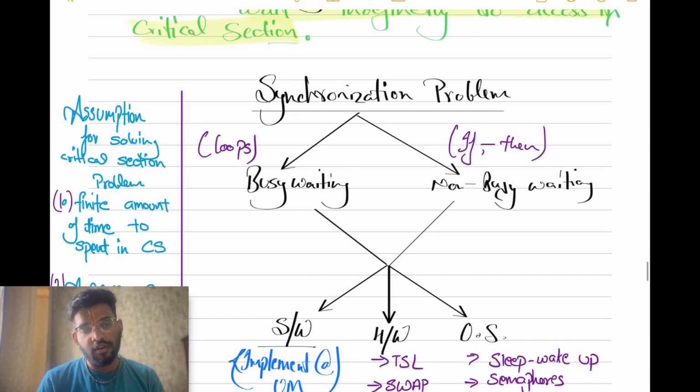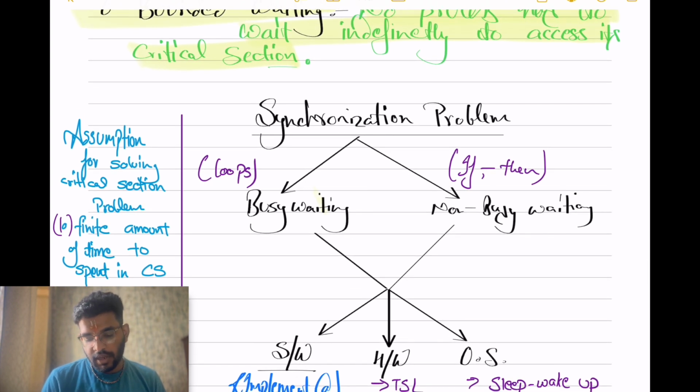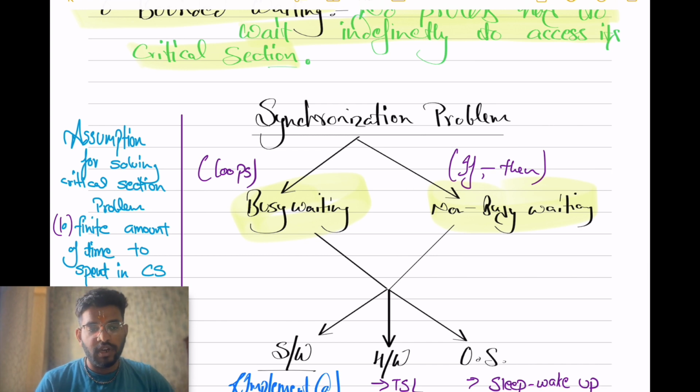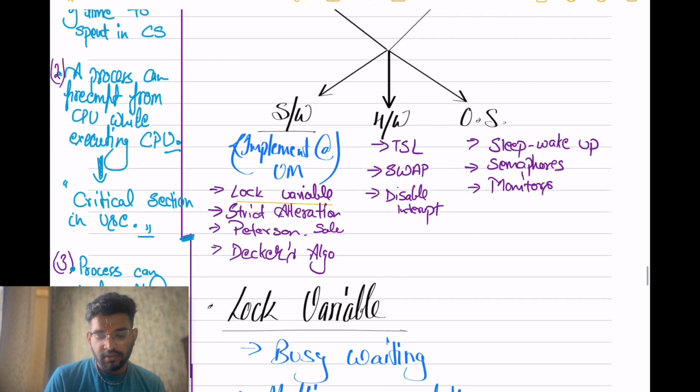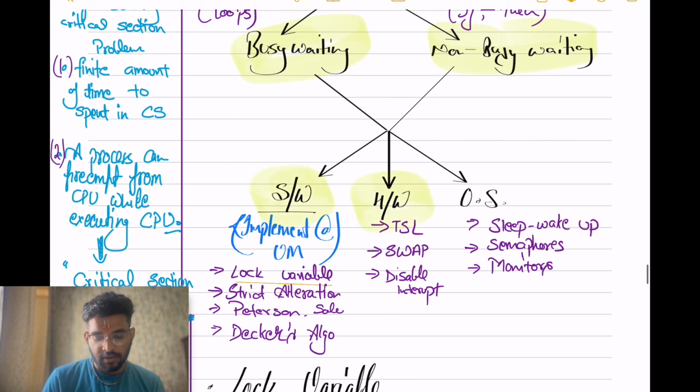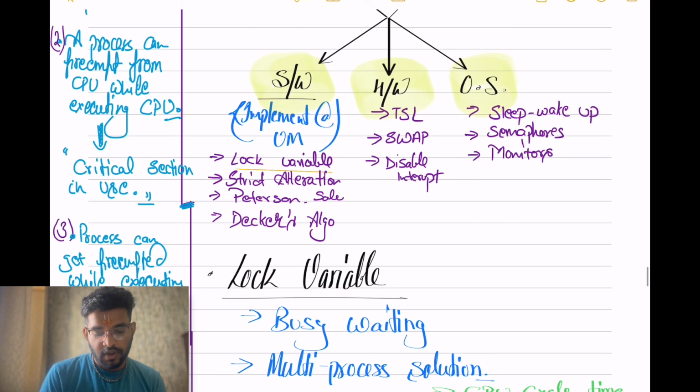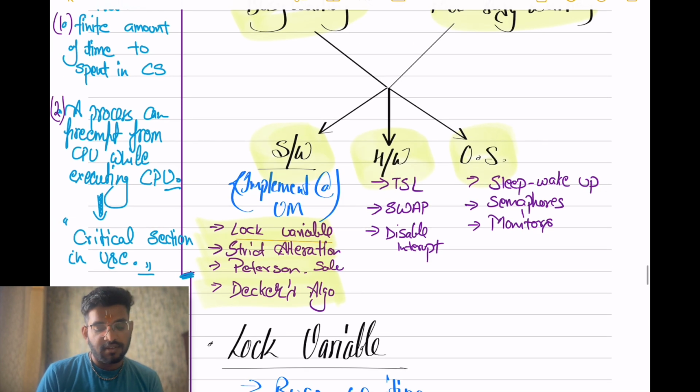There are two types of synchronization solutions: one with busy waiting and another with non-busy waiting. In non-busy waiting, the process which has to wait gets blocked and needs to be woken up when the required resources are available again. These solutions are divided into three categories: software, hardware, and operating system. Software includes lock variable, strict alternation, Peterson's solution, and Dekker's algorithm, while hardware involves test and set lock, swap, and disable interrupts. OS involves sleep and wake up, semaphores, and monitor.